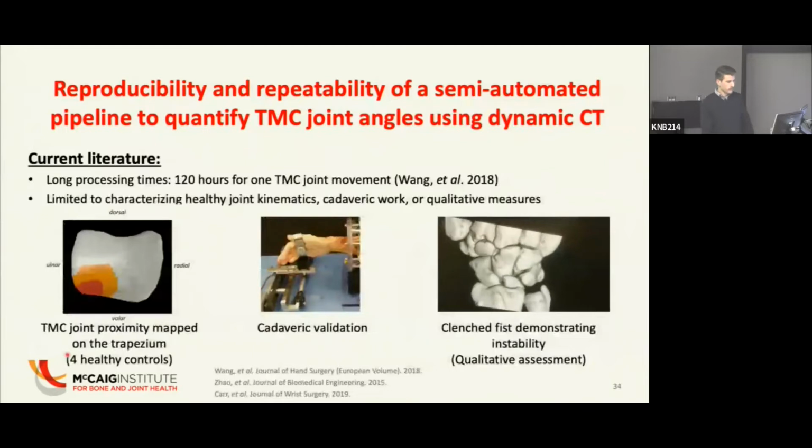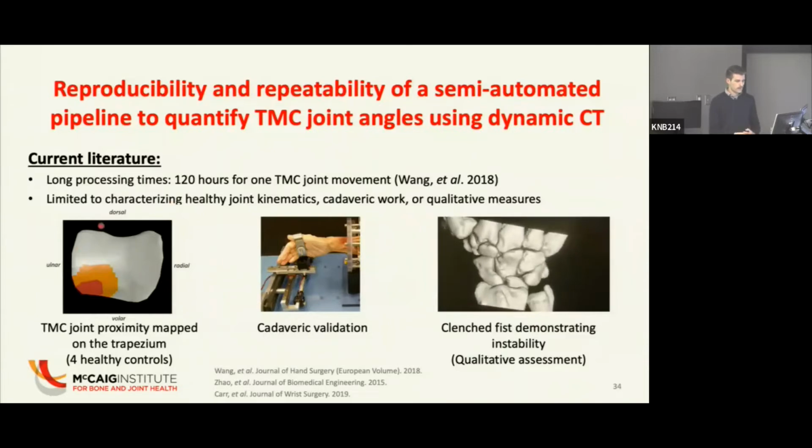So in terms of what's currently out there for dynamic or 4D CT, it's hard to find people reporting how long it actually took them to process anything. But there is one study here from 2018 that said it took them 120 hours for a single TMC joint movement for a single participant. So you can clearly see that if this is going to be used in any sort of clinical study with a larger sample size, then you definitely need some faster automated tools.